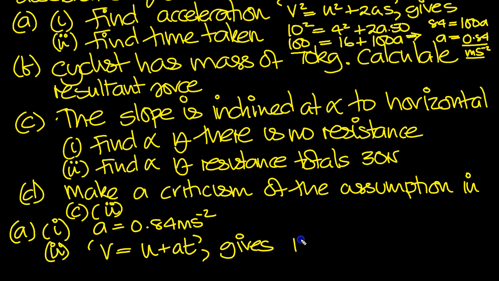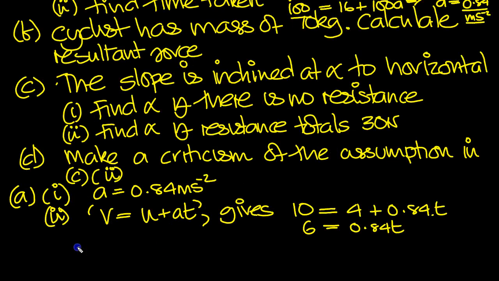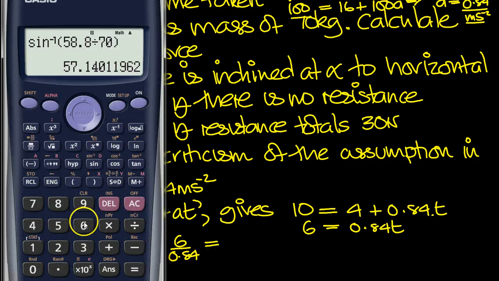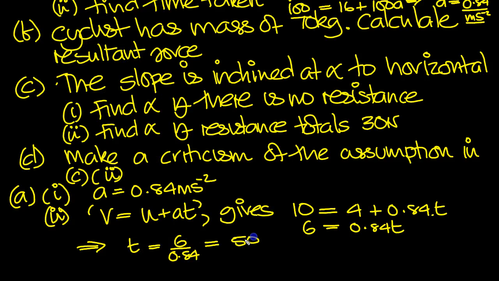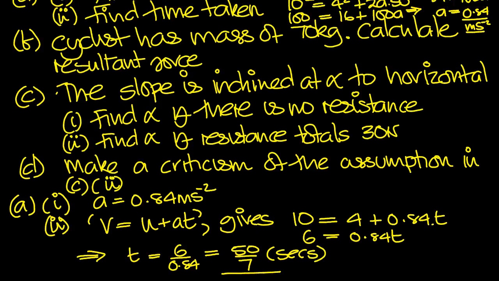So 10 is equal to 4 plus 0.84, the acceleration, times the time. Move the 4 over: 10 minus 4 is 6, equals 0.84t, and then we can move the 0.84 over. 6 over 0.84 is equal to, tap it in the calculator, 6 divided by 0.84, 50 over 7. And that's seconds. So there's the time for A part 2. So we've done the time taken.